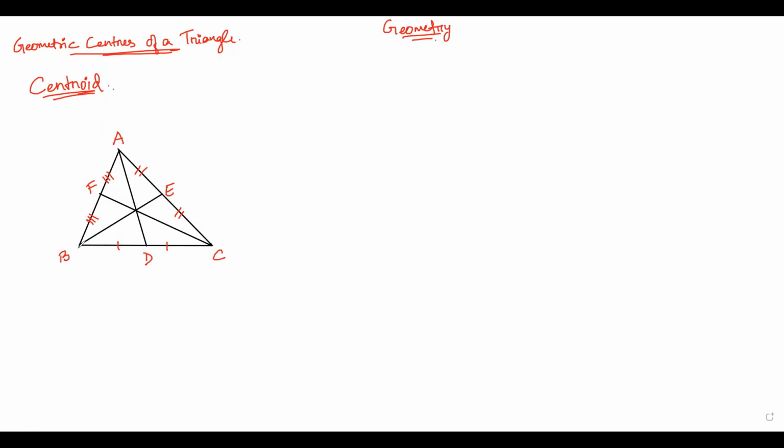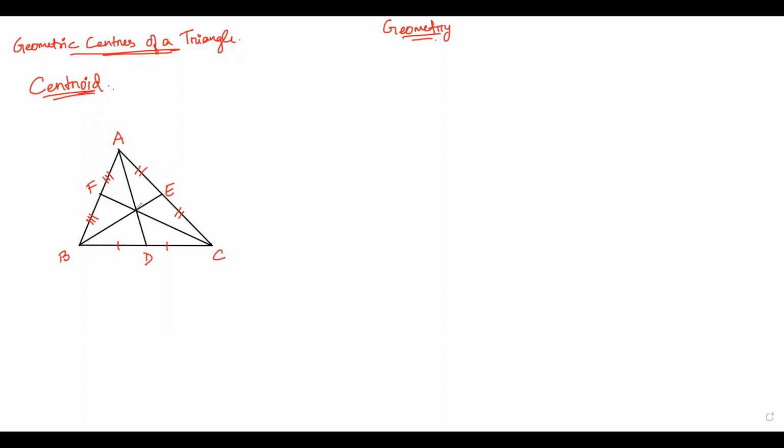In a similar way, if we draw a median BE on the side AC, then E would be the midpoint of the side AC. So the lengths of AE and EC would be equal. In a similar way, if we draw a median CF on the side AB, then F would be the midpoint of the side AB. So the lengths of AF and BF would be equal.